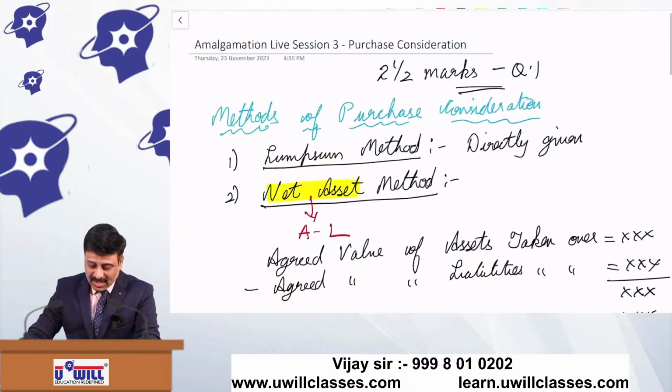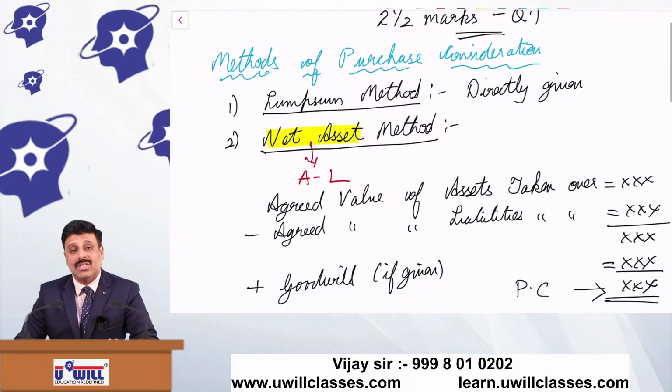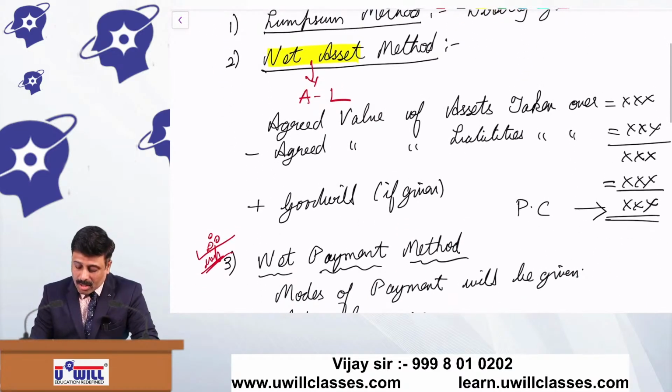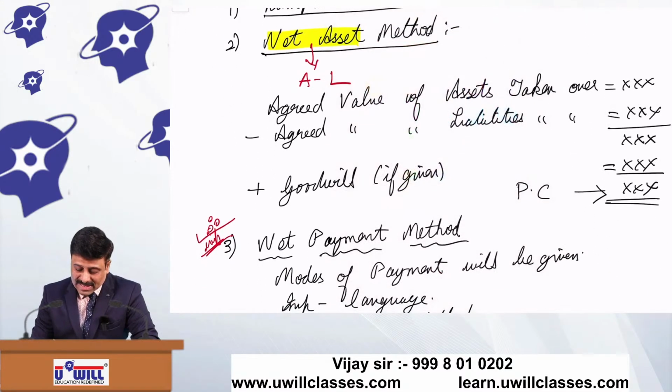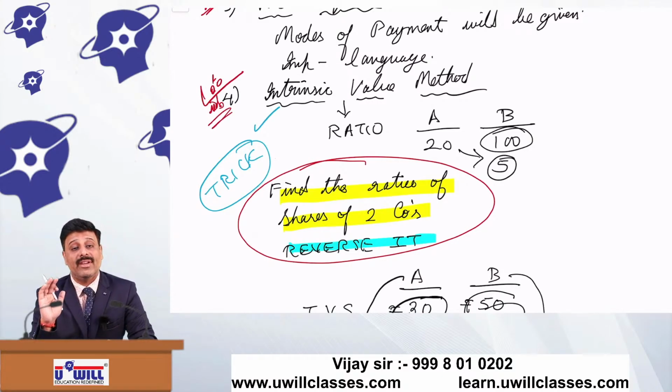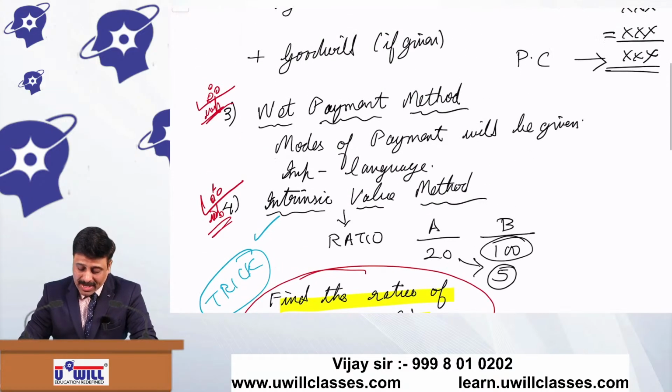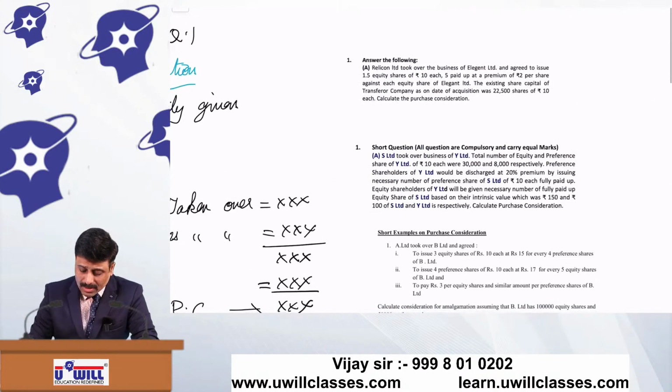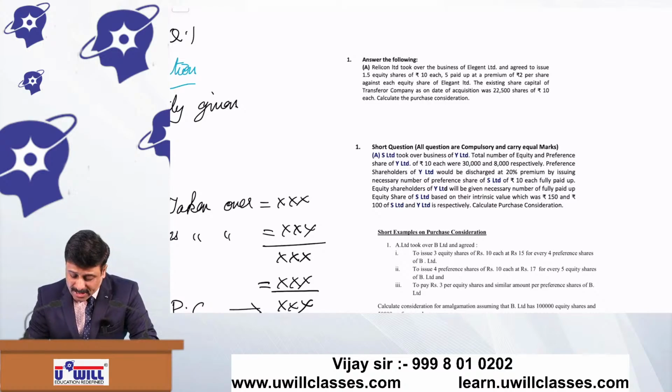So this is the way we can solve questions for 2.5 marks. Now for 2.5 marks, as I said to you, the third and fourth methods are expected. So these 2 methods' short questions I'll be solving in today's session. Let's start with net payment method questions. First I am solving net payment method questions.